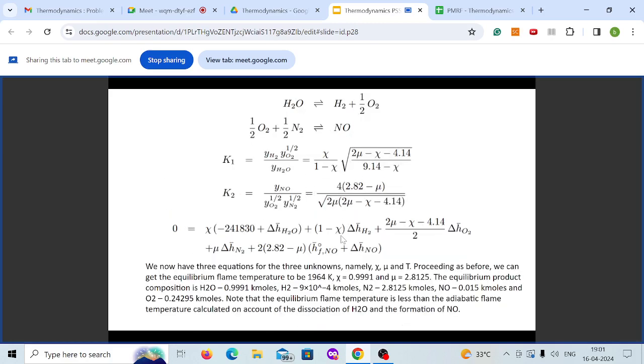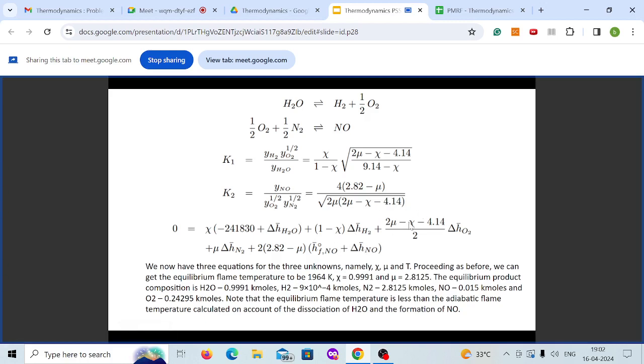We don't know the temperature, and we have two unknowns, x and mu, so in total we have three unknowns. For the temperature we will write a steady flow energy equation, just like the previous problem. When we write the expression, we get x into minus 241830 plus delta H of H2O, plus (1 minus x) delta H of H2, the same oxygen moles into delta H of O2, plus mu delta H of N2, plus the moles of nitrogen oxide.